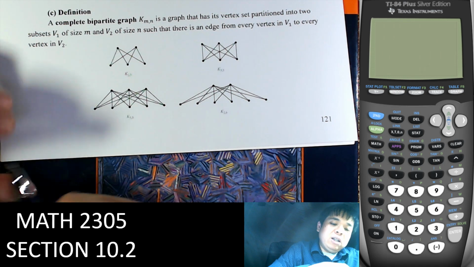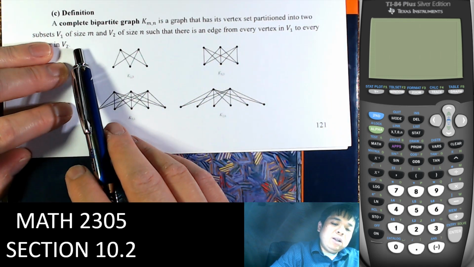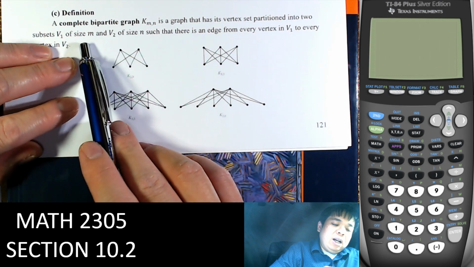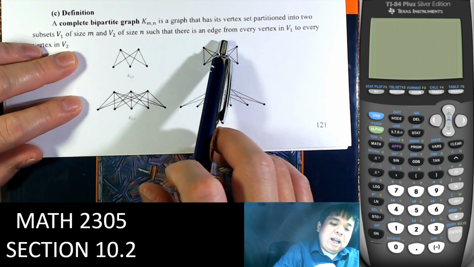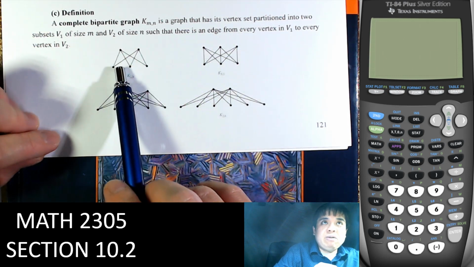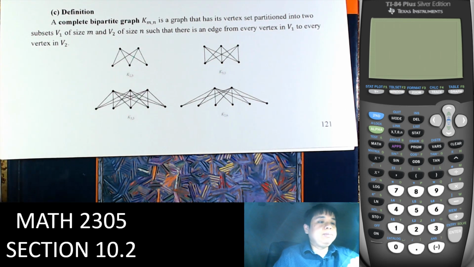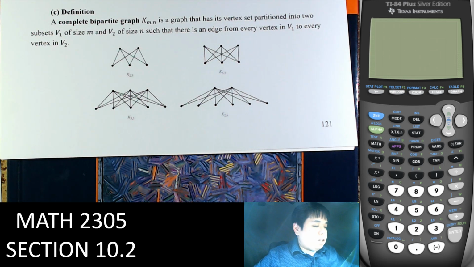A complete bipartite graph is something like this, where we have two sets of vertices such that there is an edge from every vertex in V1 to every vertex in V2. So one point on this side connects to every point on the other side. So that is some types of common graphs. Like I said, in this section and the previous section, we have a lot of terminology of graphs.